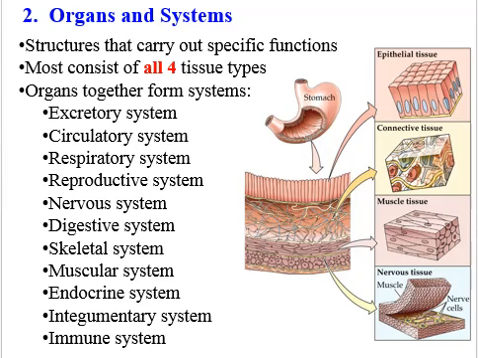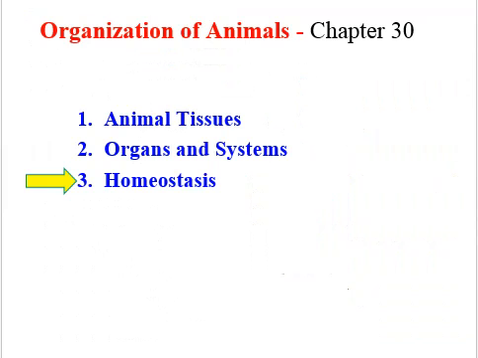Each one of these systems is made up of a number of organs. If you look at the endocrine system, there's a number of different glands that secrete different types of hormones. So this is what all these tissues make up, organs, and all these organs make up these systems. And then, as I said, these systems make up a whole organism.